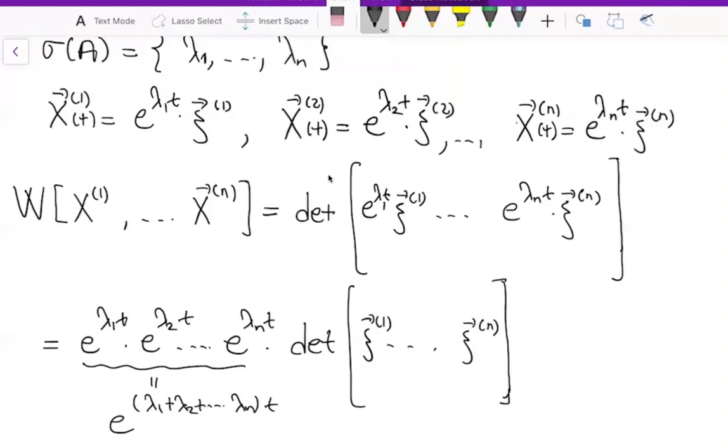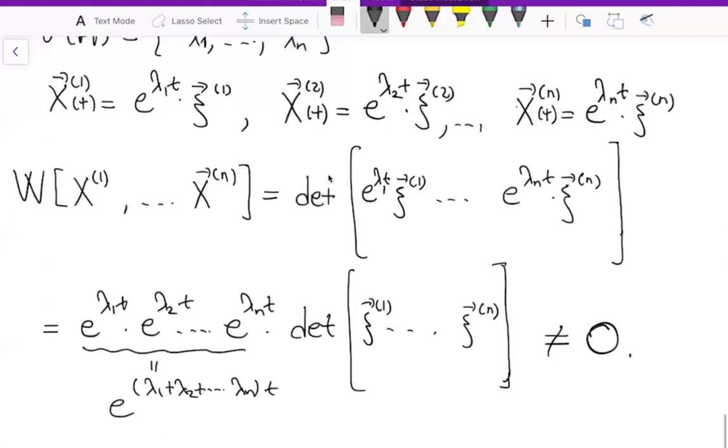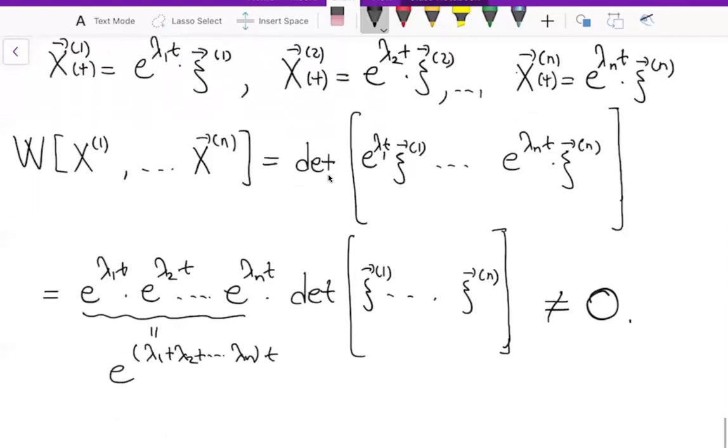Of course, I didn't prove this, but its proof is not very difficult. If you have eigenvectors from different eigenvalues, then they cannot be linearly dependent. So this determinant is never 0. As a result, you can use these solutions to write the general solution.